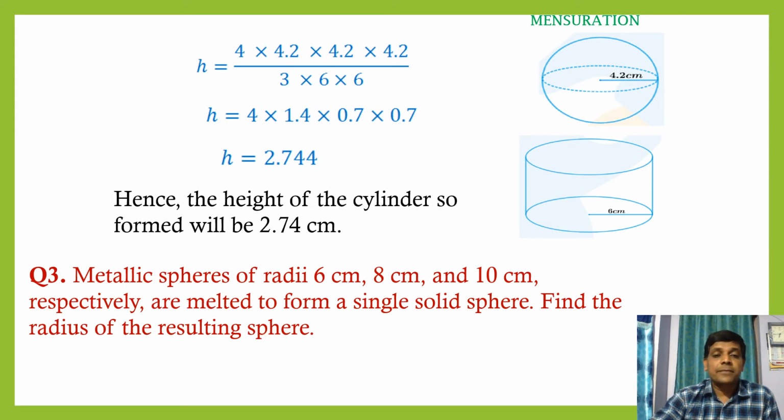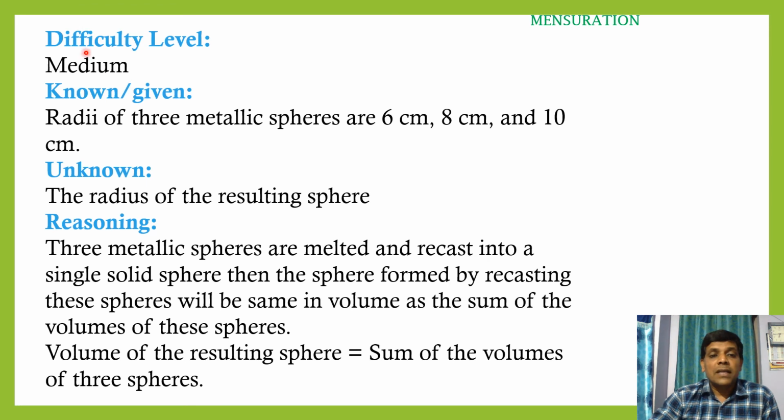Coming to analysis. Difficulty level: medium. Known, or given: so what is the given data? The radii of the three metallic spheres are 6 centimeters, 8 centimeters, and 10 centimeters. Unknown: so what is the unknown value? The radius of the resulting sphere, the radius of the large sphere.